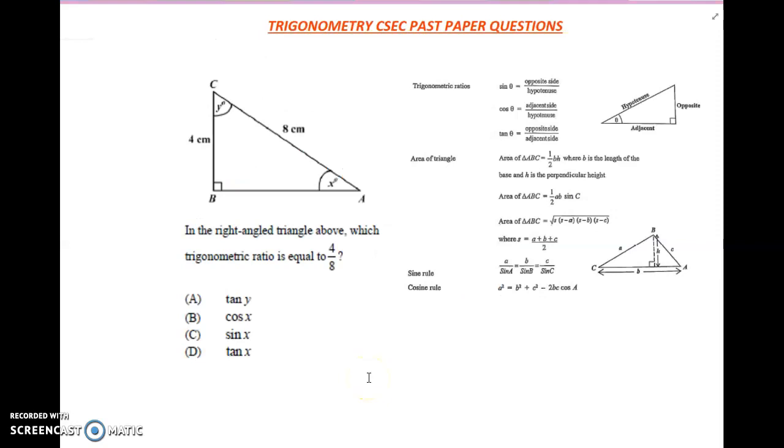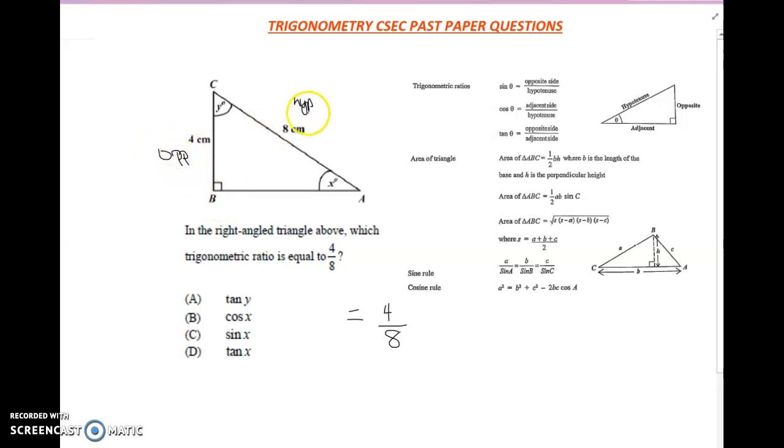So now let's look at this question here. In the right angle triangle above, which trigonometric ratio is equal to 4 over 8? So, which one is 4 over 8? We want to know what gives us 4 over 8, right? So, what we need to do is, let's use the given angle as x, right? Let's forget the y now. Given angle as x, so let's say this is the opposite side, right? And this is the hypotenuse.